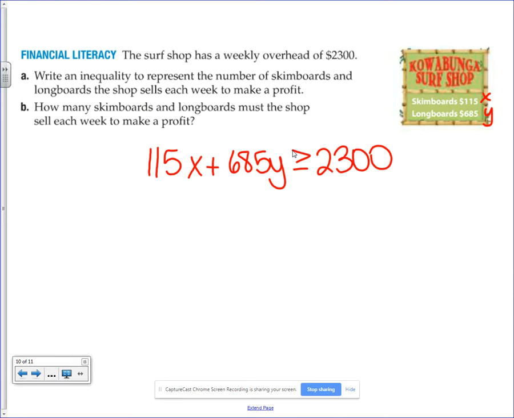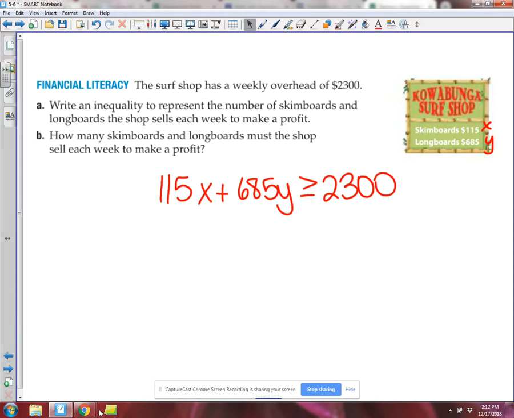Part B says, how many must you sell to earn a profit? So I need solutions for this. Now, if you had a graph, it would be where the shading is, right? Agreed? So I'm going to put the graph up here, and you're going to tell me some solutions. Now, why am I not making you graph this by hand? Look at all those big numbers. You think you want to make a graph that has to go up that high? No, me neither.